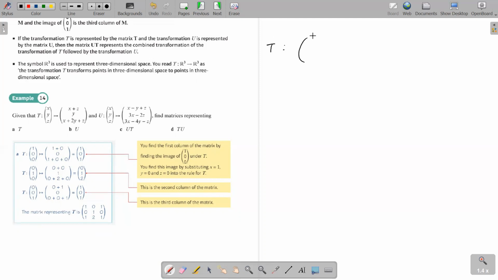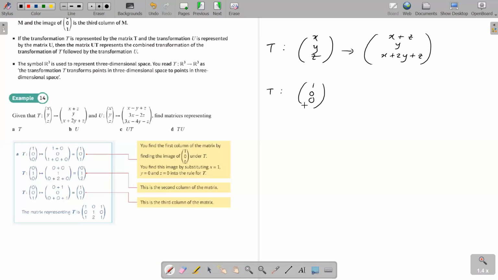So T(x, y, z) is given by (x + z, y, x + 2y + z). Now wait with me, this is quite easy to understand. What do we do? Always consider the effect of the transformation on the three simple vectors. Who is the first one?